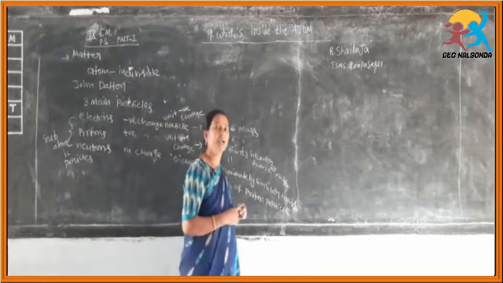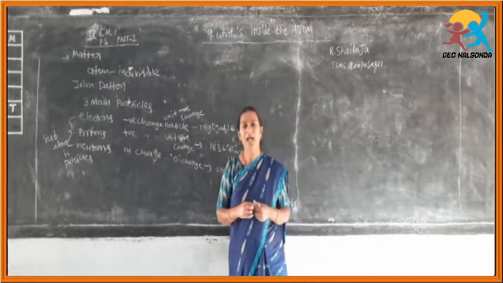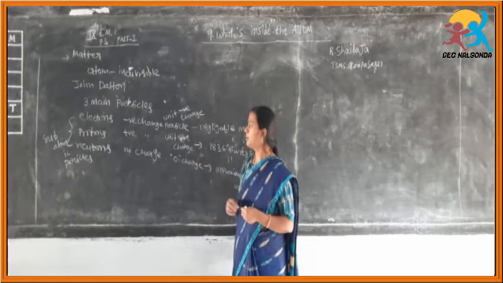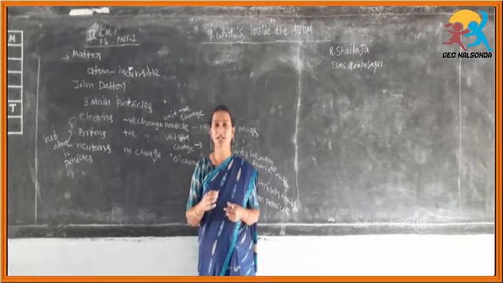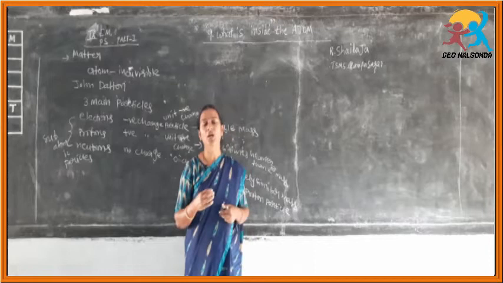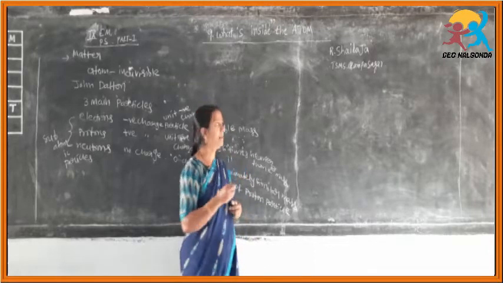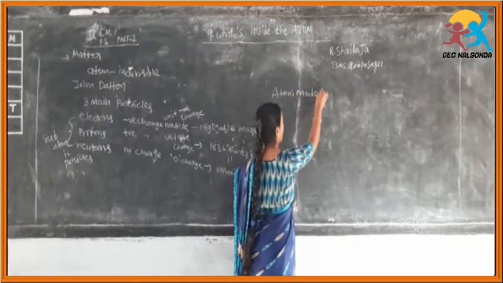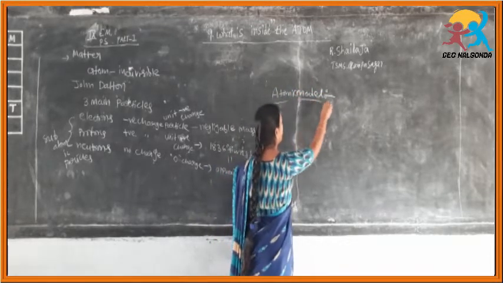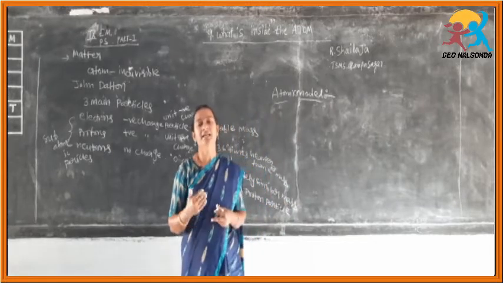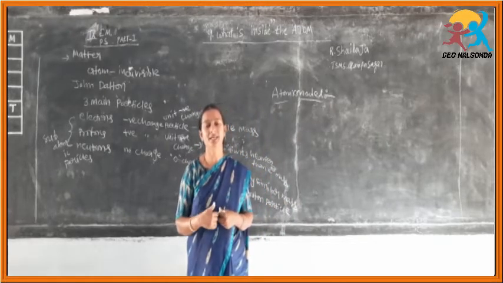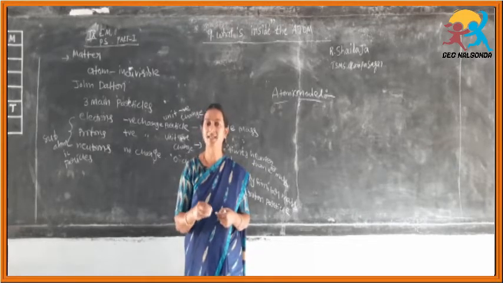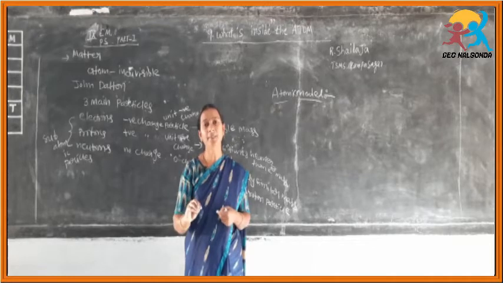So how are these three particles arranged in the atom? The arrangement of subatomic particles in the atom is called an atomic model. What does atomic model mean? The arrangement of subatomic particles in the atom, how they are arranged, is considered an atomic model.